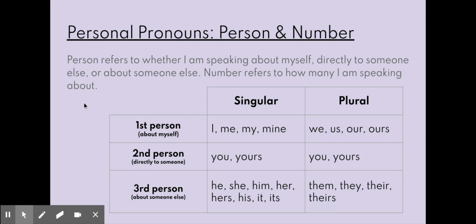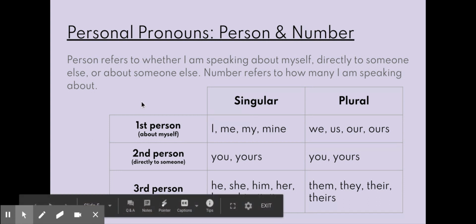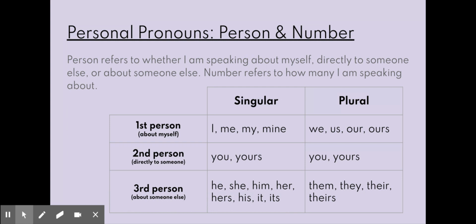This chart shows how the different personal pronouns are classified according to person and number. This should be familiar to you from studying literature when we talk about fiction that's written in first, second, or third person. Take a moment and copy down this chart in your notes.